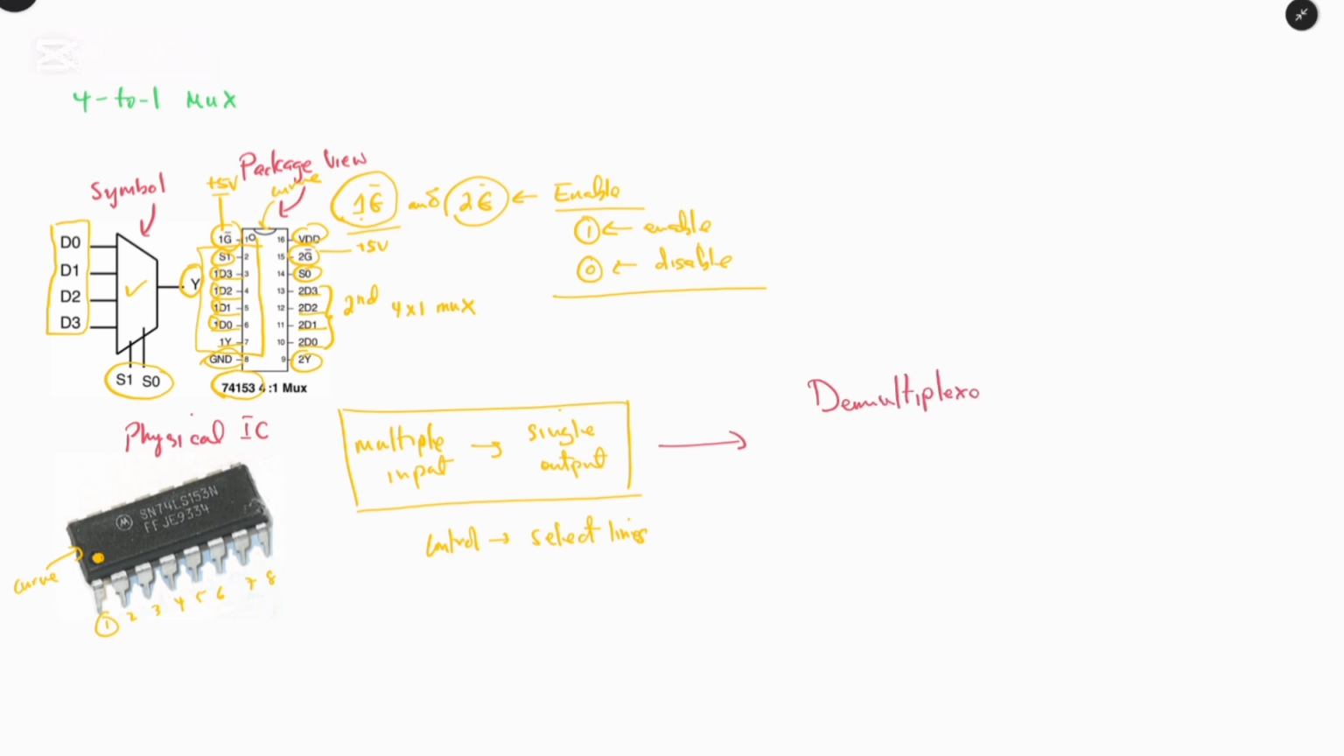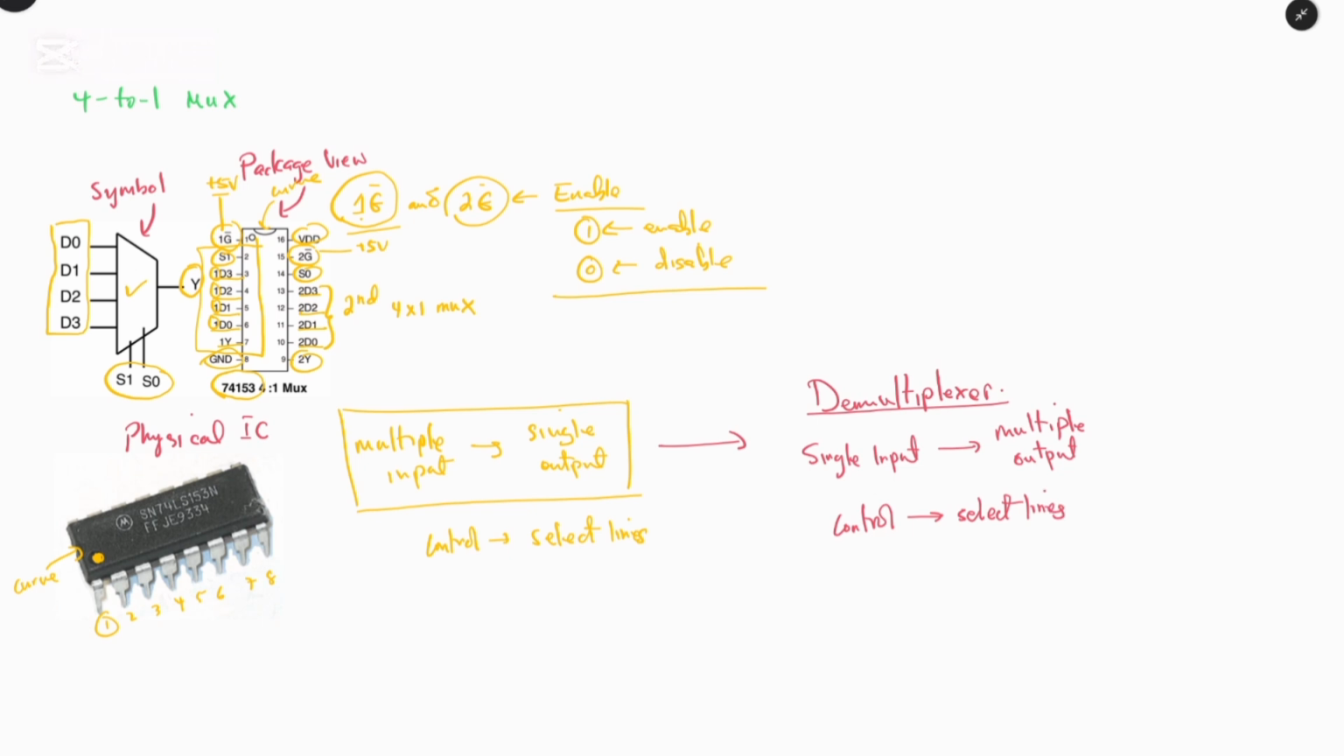So a demultiplexer can be simply known as the opposite of the multiplexer. And in that case, we should have a single input and multiple outputs. And in this case, we have the control. The control for a demultiplexer circuit is also the select lines.